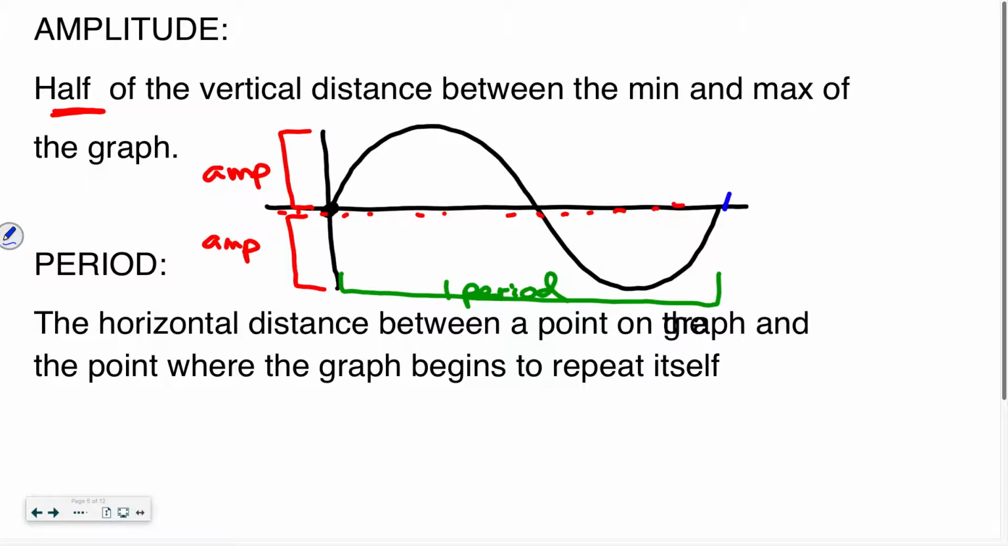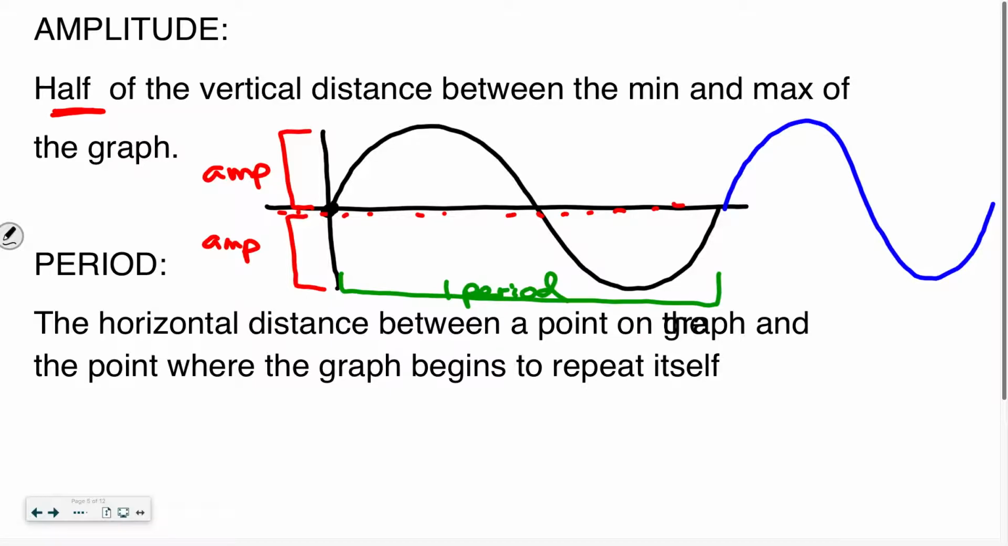And then after that one period, I repeat. I have another period where I just repeat the same thing. Now we're going to see in a little bit where we can change the period. So like the parent graph's period is 2 pi. We can change the period so that it's more or less than 2 pi.